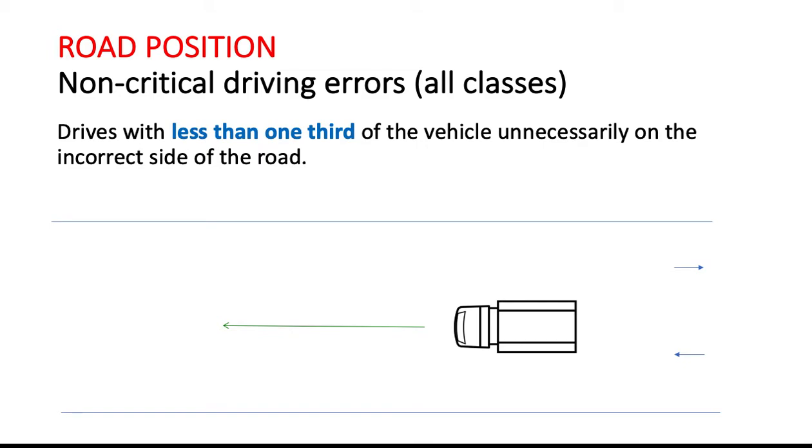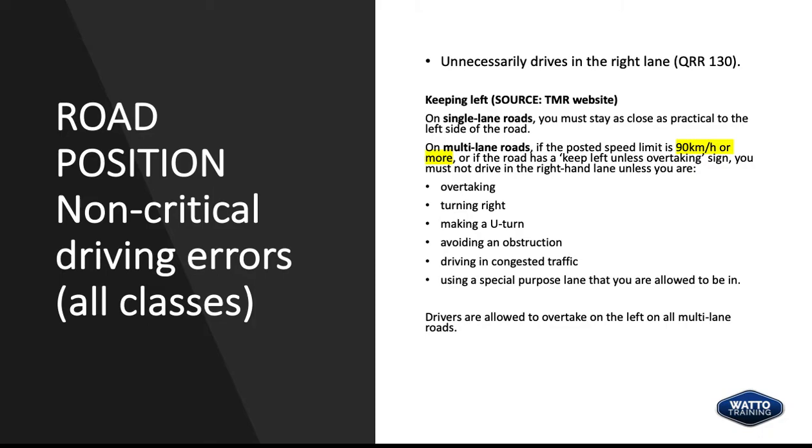Next, look at the road positioning error, non-critical, if the driver drives with less than 1/3 of the vehicle unnecessarily on the incorrect side of the road. So we can see our driver here is too far to the right. Next one, we've got unnecessarily drives in the right lane.